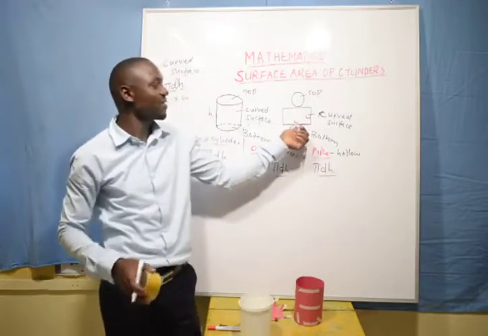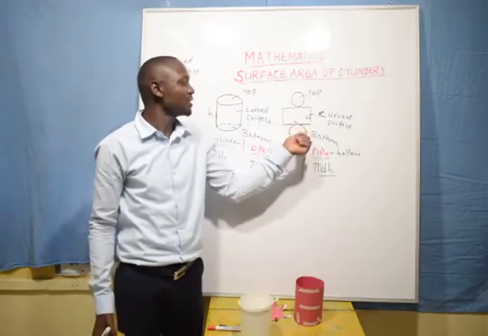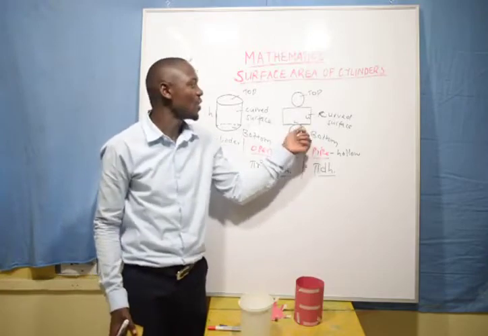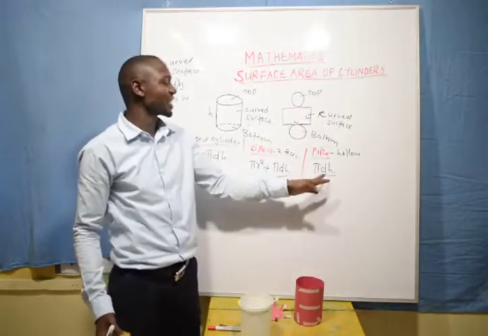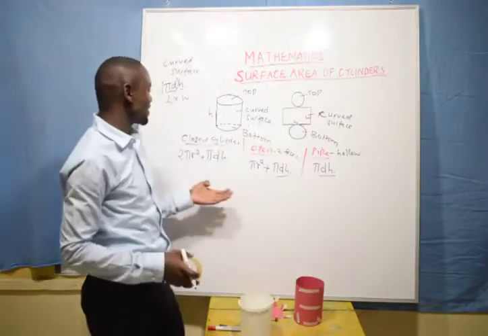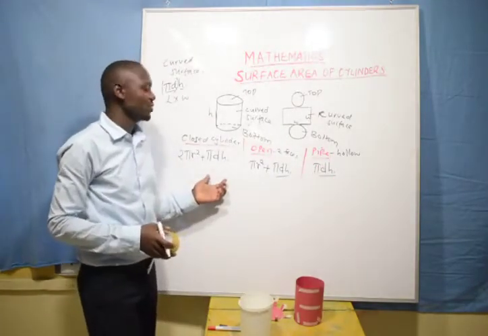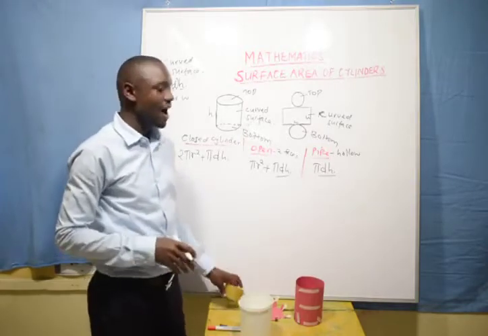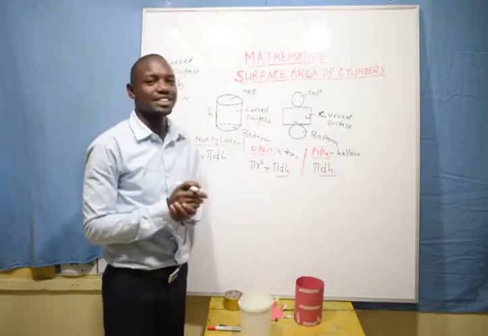The length of the curved surface is the circumference of the circle, then times the width, which in our case here is the height. So those are the three formulas we will use when getting the surface area of a cylinder.